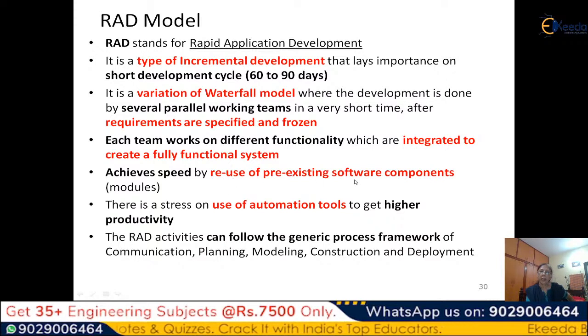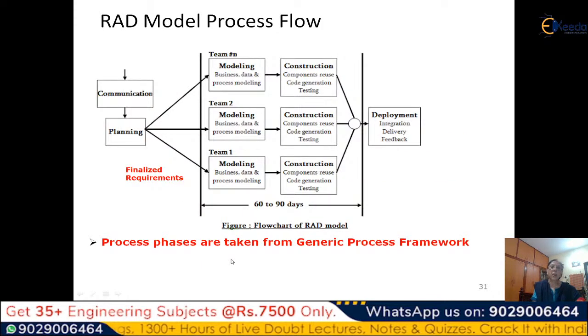Reuse of pre-existing software components, you have to do this. Otherwise you cannot achieve that speed, because you have to complete in 60 to 90 days. If you want to complete in such a short time, you have to look for pre-existing software components and reuse them. And there is a stress on automated tools to have higher productivity. It can follow a generic process development. So we'll see the illustration.